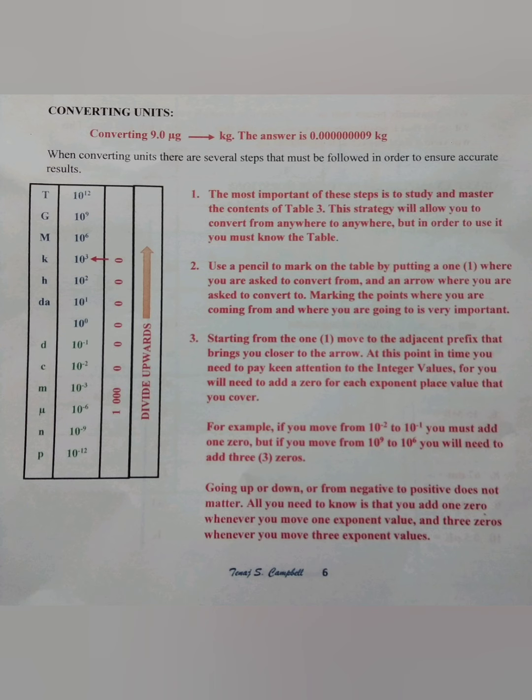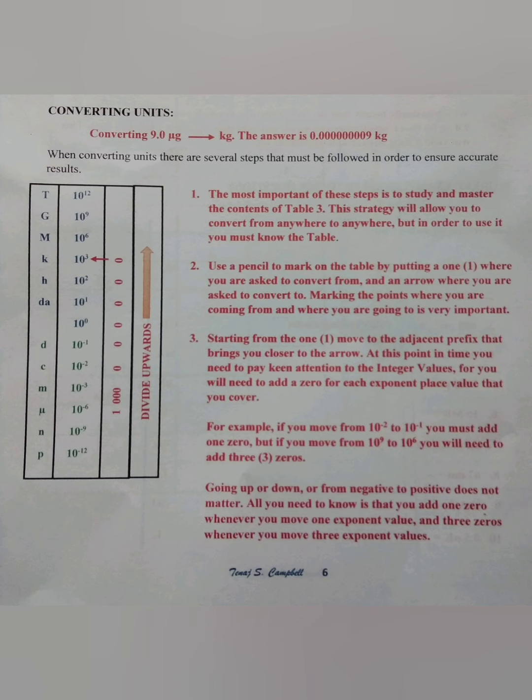the table. 2. Use a pencil to mark on the table by putting a 1 where you are asked to convert from, and an arrow where you are asked to convert to. Marking the points where you are coming from and where you are going to is very important. 3. Starting from the 1, move to the adjacent prefix that brings you closer to the arrow.